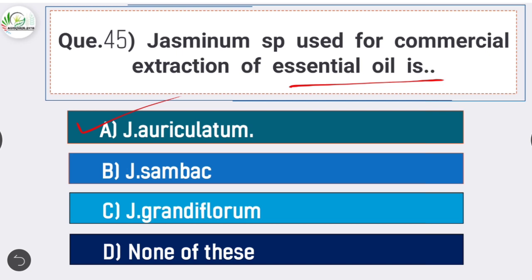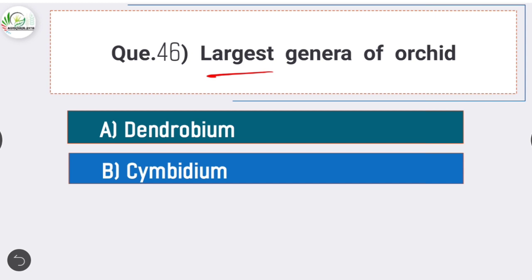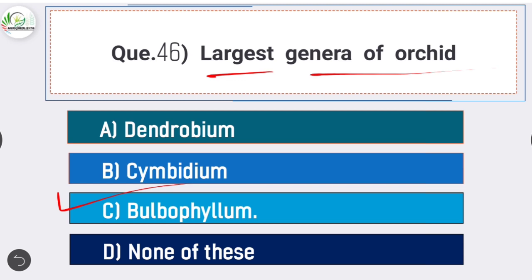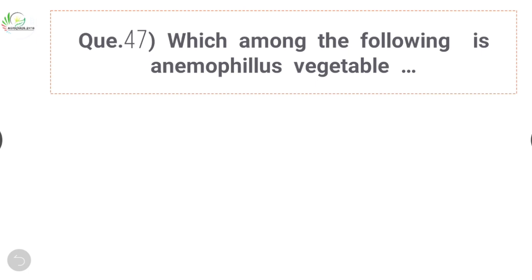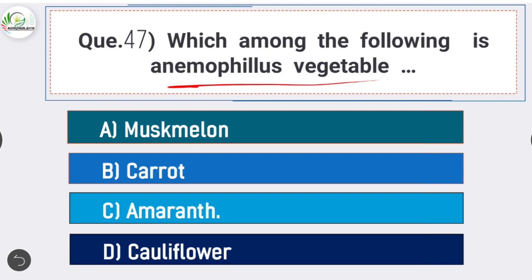Question number 46. Largest genera of orchid is? Answer is option C, Bulbophyllum. The largest genera of orchid is Bulbophyllum. Question number 47. Which among the following is an anemophilous vegetable? Answer is option C, Amaranthus. An example of anemophilous vegetable is Amaranthus.